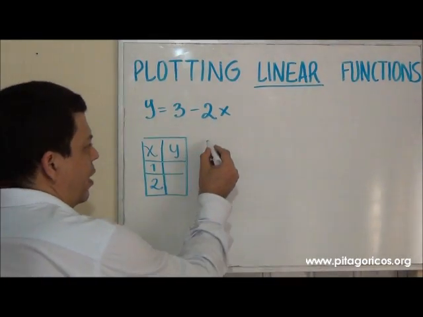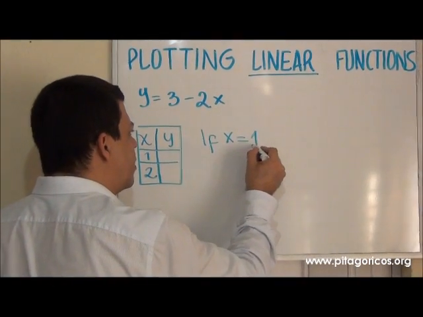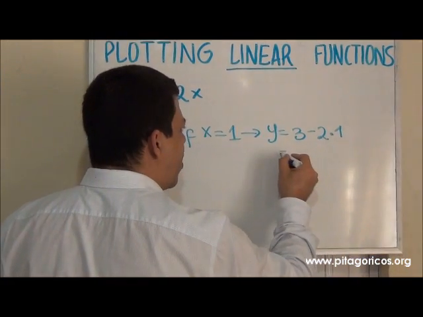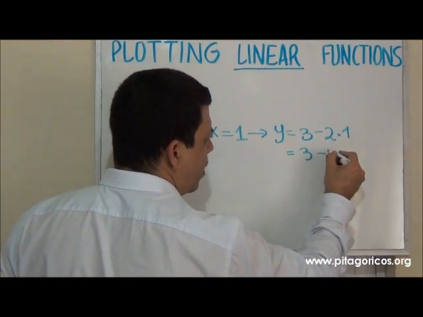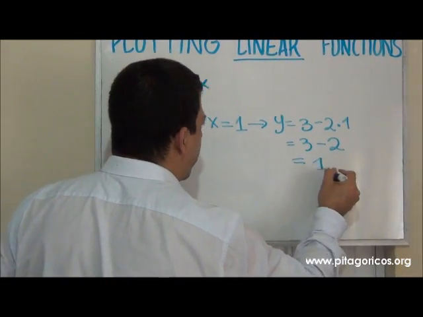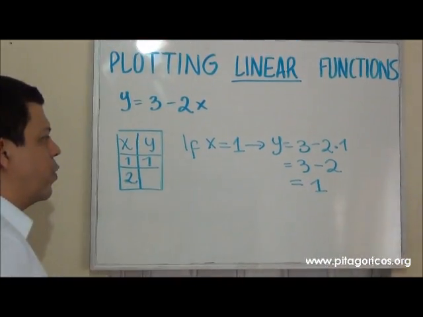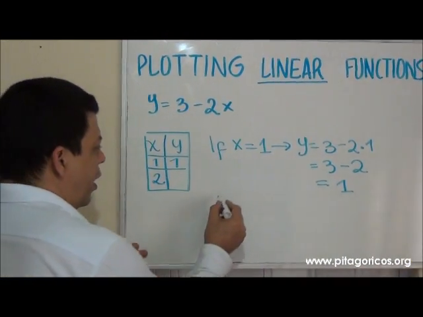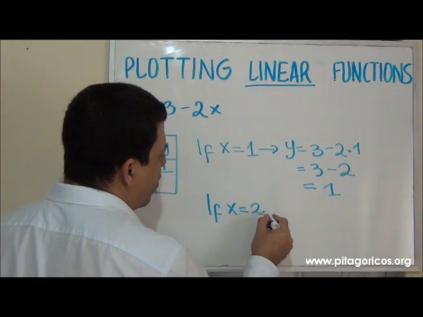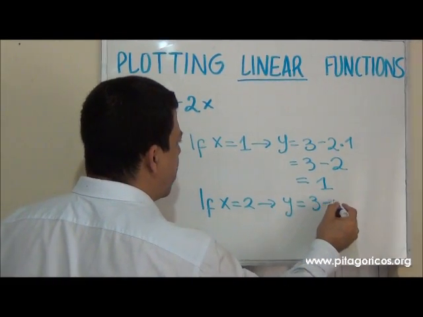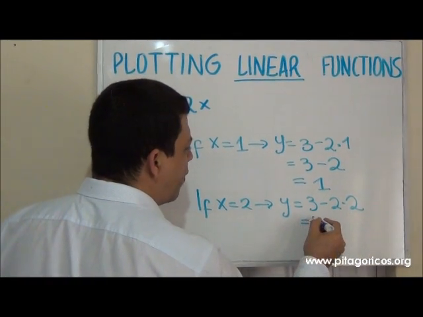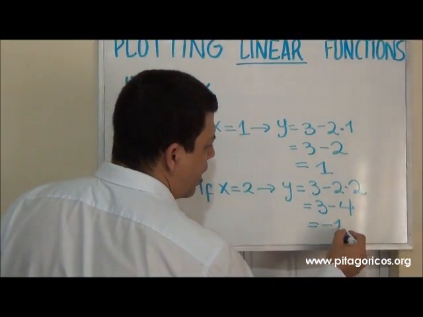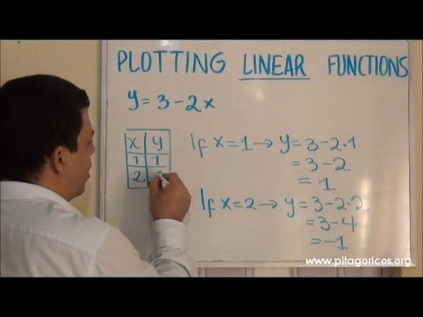Let's do it. If x equals 1, then y equals 3 minus 2 times 1, and 3 minus 2 times 1 is 2, so the answer is 1. So when x equals 1, y equals 1. That's our first point. When x equals 2, then y equals 3 minus 2 times 2, and 2 times 2 is 4, so 3 minus 4 is minus 1. Minus 1 is the other point.